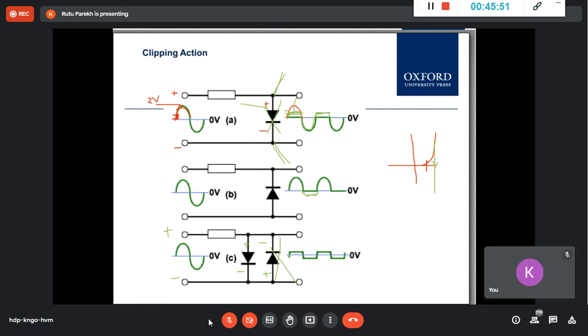So your output will follow your input, and then you will have this straight line and like this way. For the negative half, similarly, this one is open and you concentrate on this one only. And then you have the waveform like this. So this is for a voltage drop of 0.7 volt. And if it is an ideal diode, you will have a straight line.